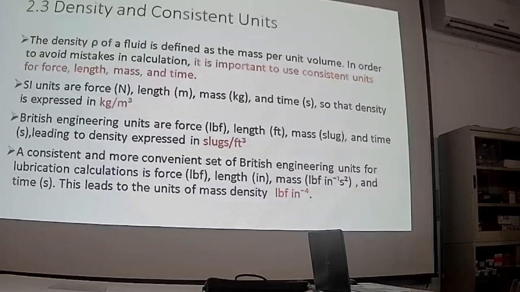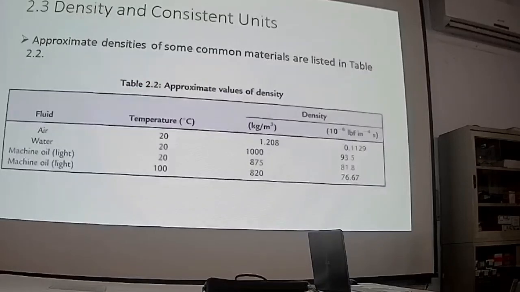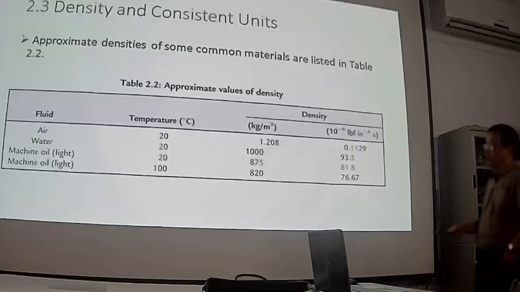Okay, this is some of the discussion of the density. This is the comparison of the density for some materials: air, water, machine oil at 20 degrees, machine oil at 100 degrees. So the density also will be reduced in this case.